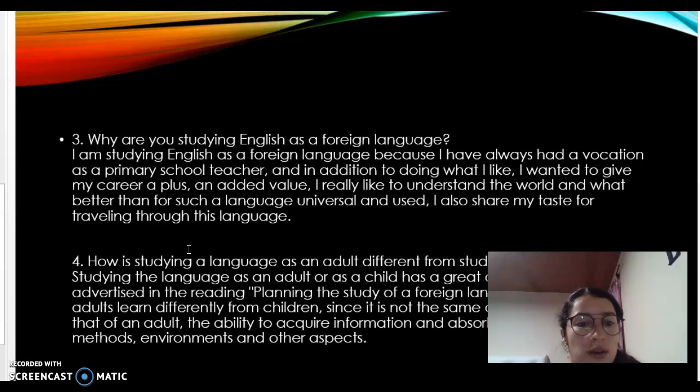4. How is studying a language as an adult different from studying as a child? Studying a language as an adult or a child is a great difference, since, as already seen in the reading, in studying a foreign language adults learn differently from children. The disposition of a child and an adult's ability to acquire information and absorb it vary in methods and aspects.